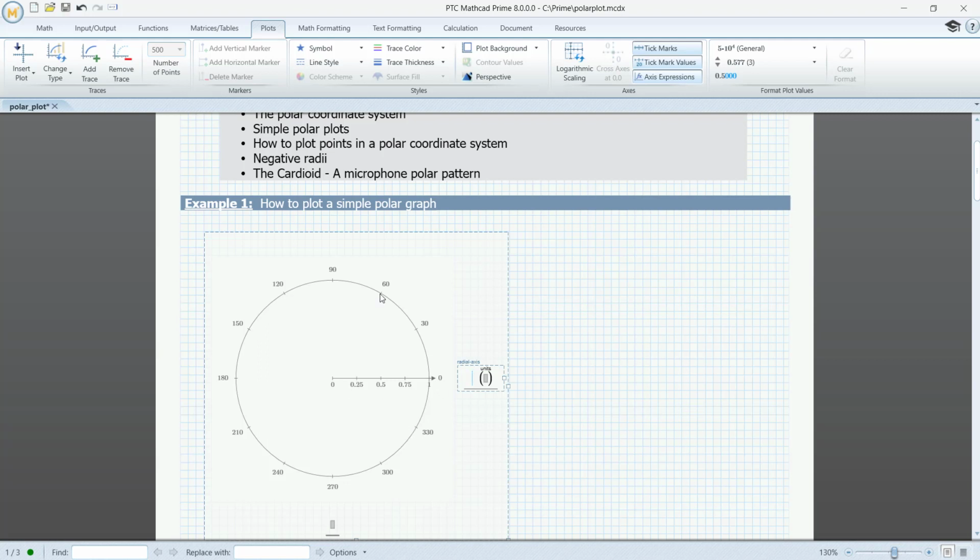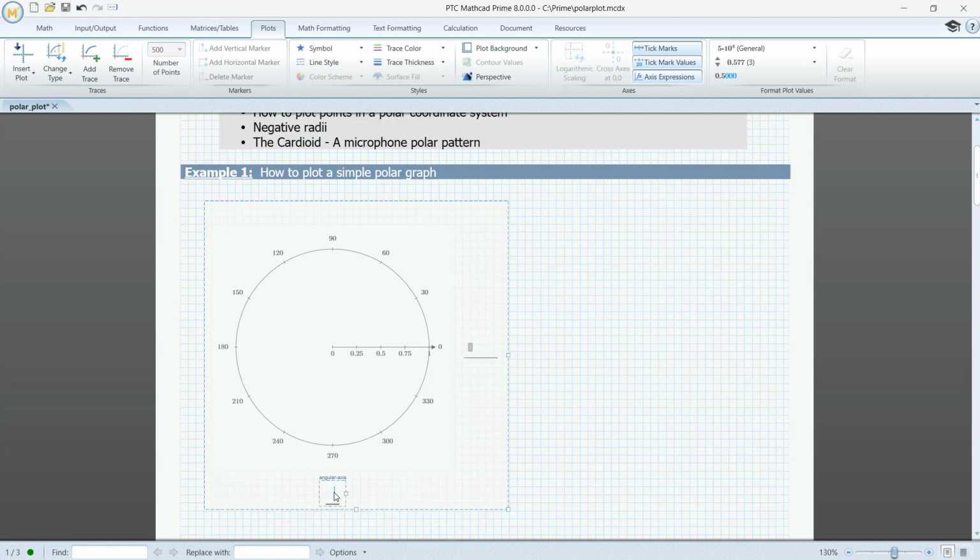The placeholder for the variable, which contains the angular axis, is placed below the plot. Normally we use theta as name for the angle. By default, theta is a range variable starting at 0 and finishing at 2 pi. The placeholder for the function is to the right of the plot.